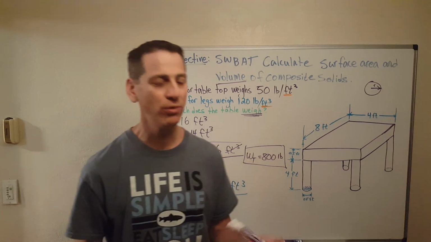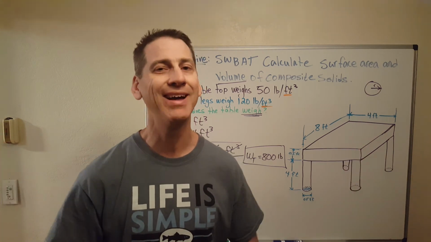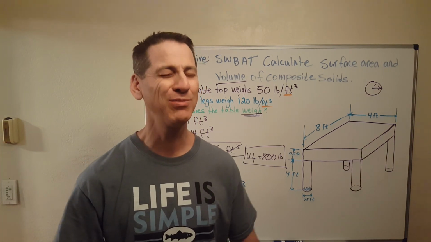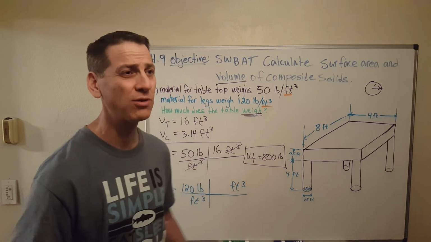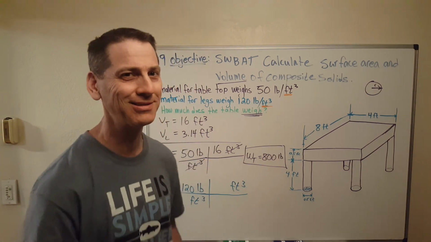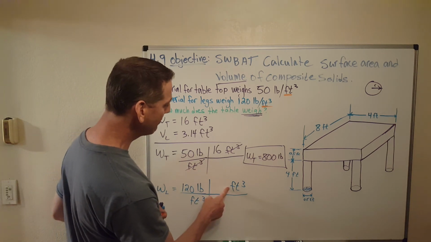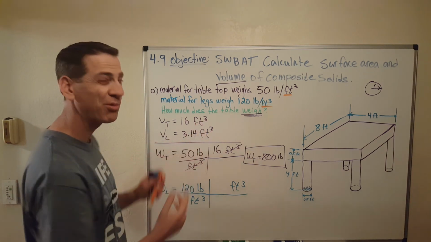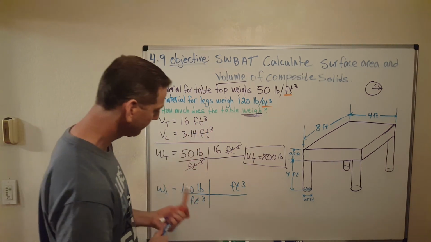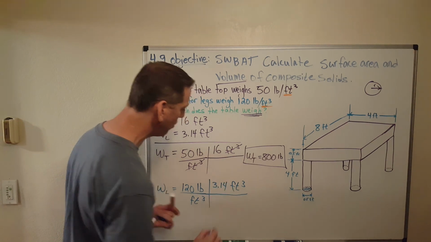See, most people, they don't include their units. They just throw the numbers up there, and that's why they're lost. Trust me, trust me, trust me. It's so important to show your units. That's why it's called unit analysis, okay? All right, so how many cubic feet do we have? Well, what's the volume of our legs? About 3.14. 3.14 cubic feet.